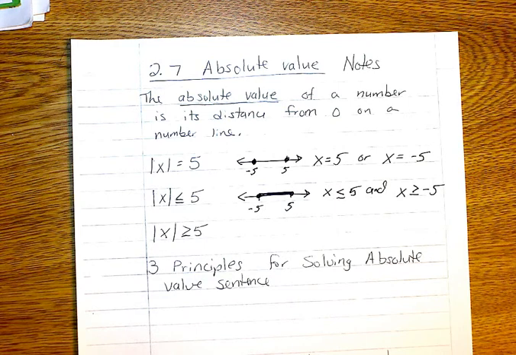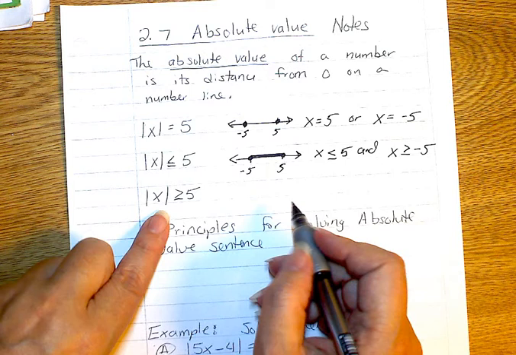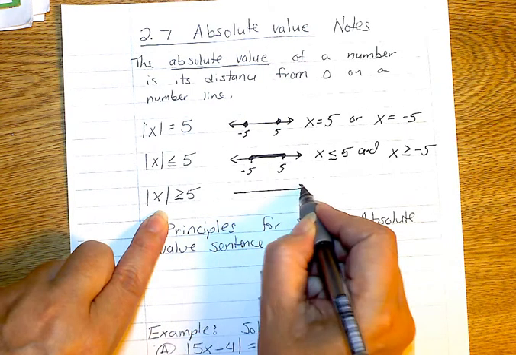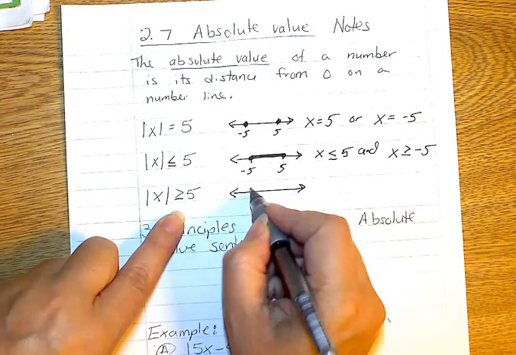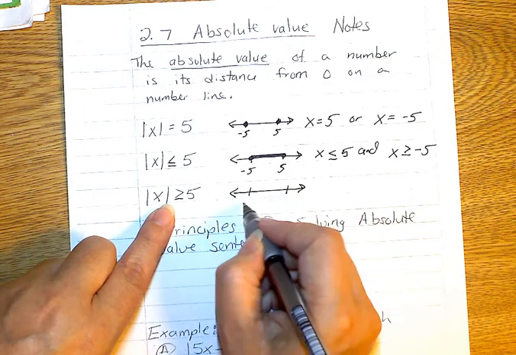Now, I want you and your partner to decide about this one. Where or what would make this true? What could we put in here? What numbers?